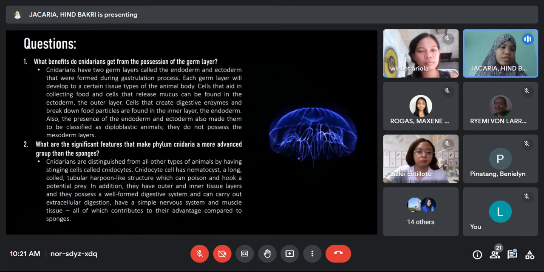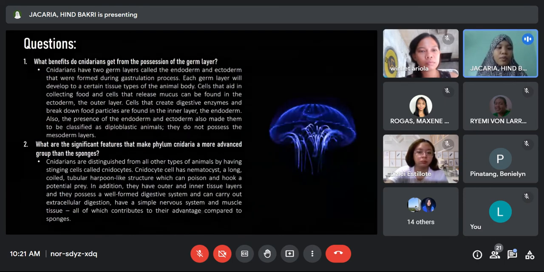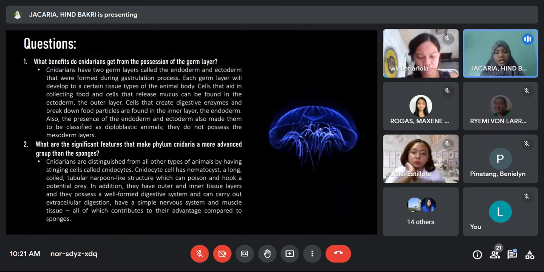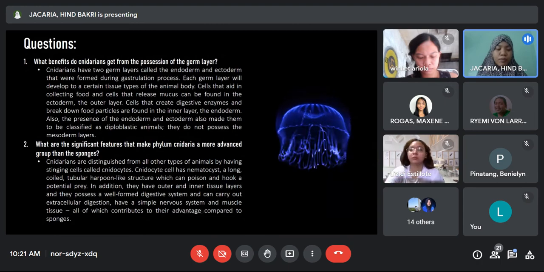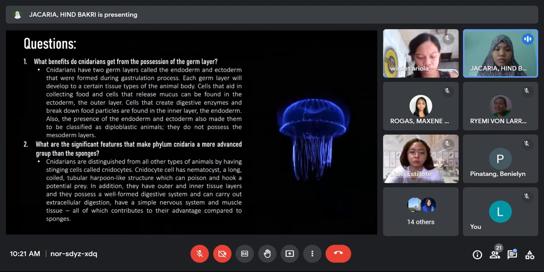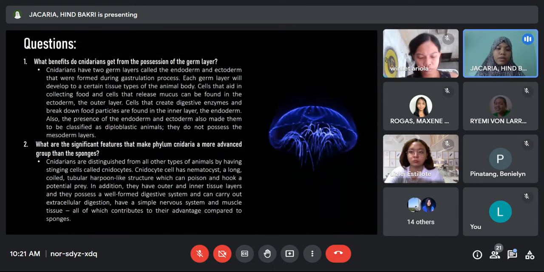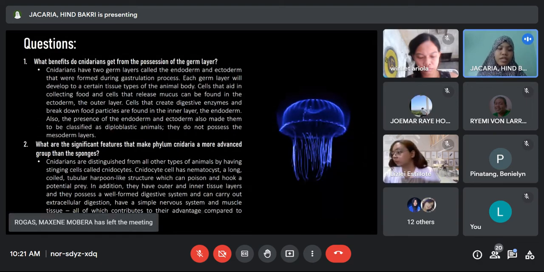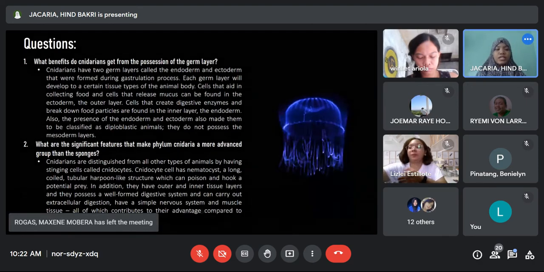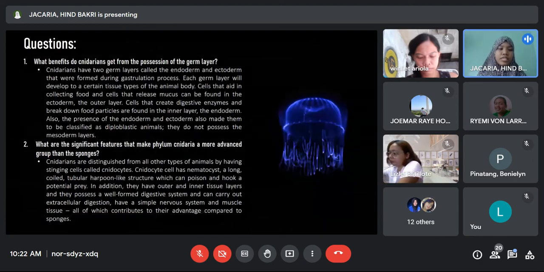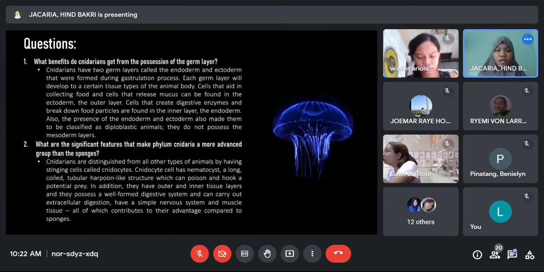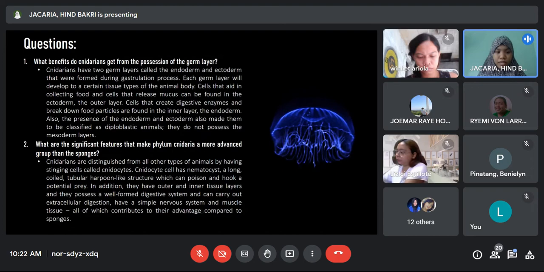So for the questions, number 1, what benefits do Cnidarians get from the possession of a germ layer? Cnidarians are called diploblastic animals because they only have two germ layers, the endoderm and the ectoderm. The endoderm and ectoderm layers will eventually develop into certain tissue types. The cells that aid in collecting food and the cells that release mucus can be found in the ectoderm, the outer layer, and the cells that create digestive enzymes and break down food particles are found in the endoderm.